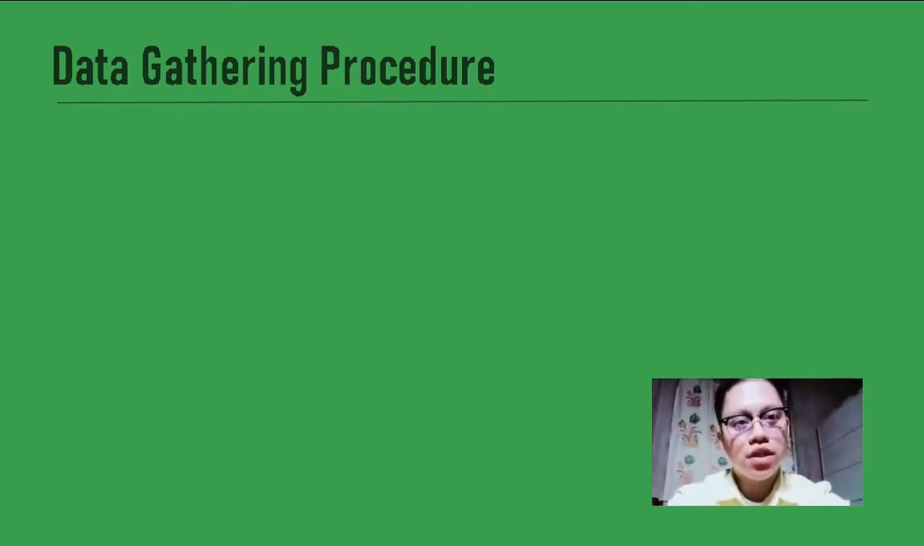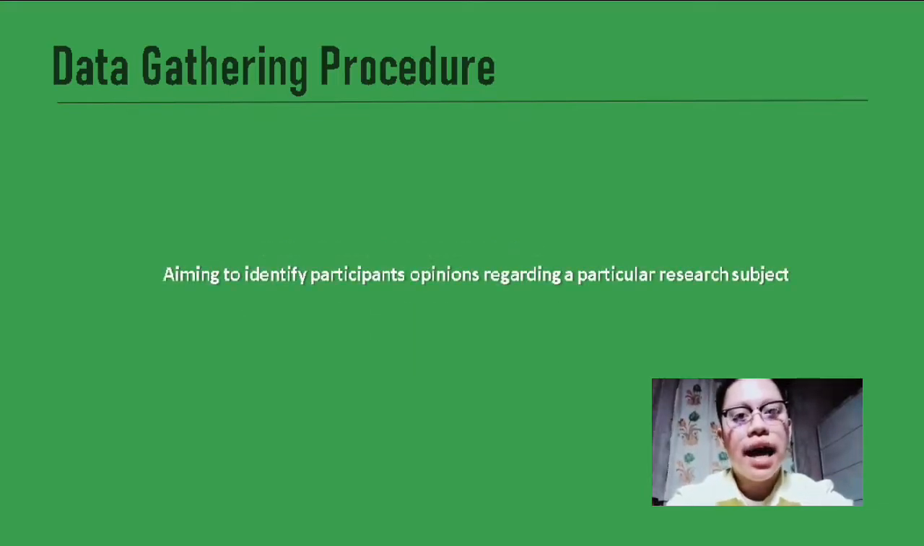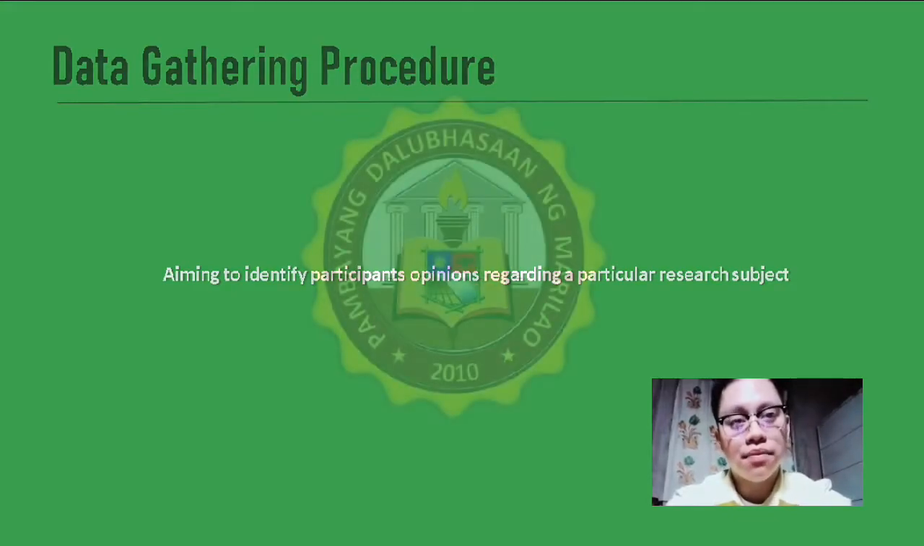Data gathering procedure. The researchers conducted an online survey using questionnaires for first-year college students in Pambayang Dalubhasaan ng Marilao or PDM. The researchers gathered common factors affecting programming performance of IT students and formed them into a rating scale, aiming to identify participants' opinions regarding a particular research subject. The participants should answer the survey questionnaires and submit them.